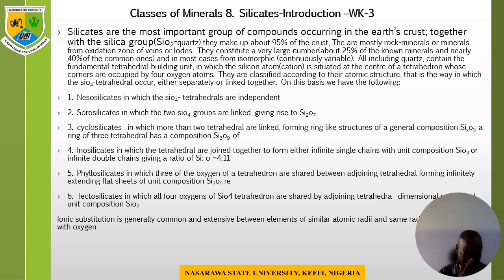And then the phyllosilicates, in which 3 of the oxygens of the tetrahedron are shared between adjoining tetrahedra, forming infinitely extended flat sheets of unit composition. Then the tectosilicates, in which all the 4 oxygen atoms of the SiO4 tetrahedron are shared by adjoining tetrahedra in three dimensions, with unit composition of silicon oxide. Ionic substitution is generally common and extensive between elements of similar atomic radius, and the same radius as oxygen.